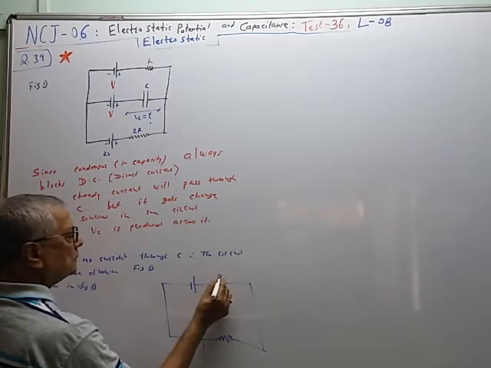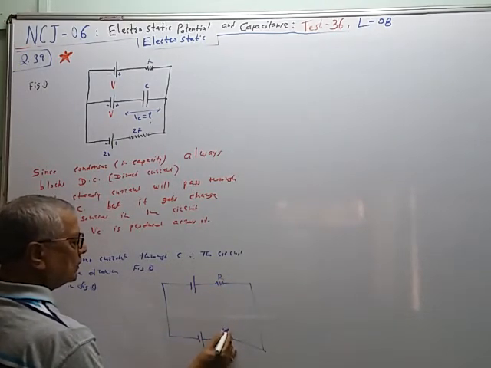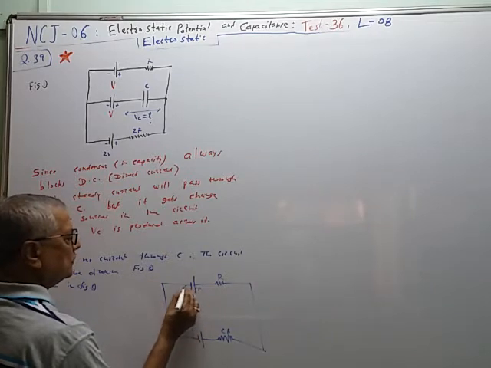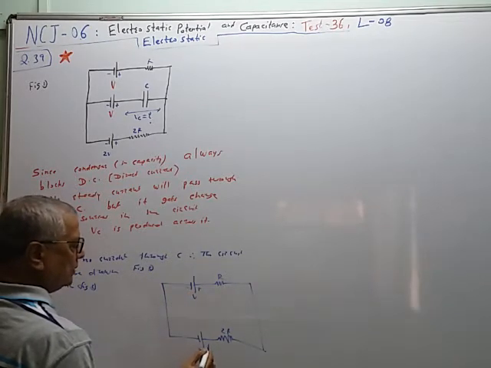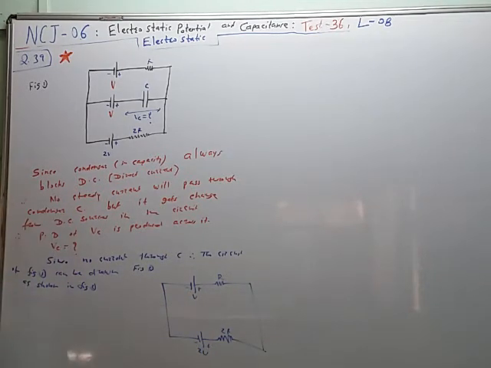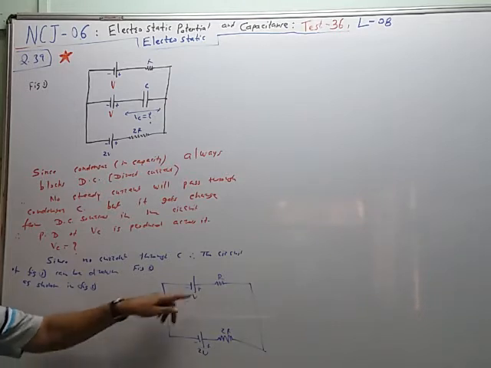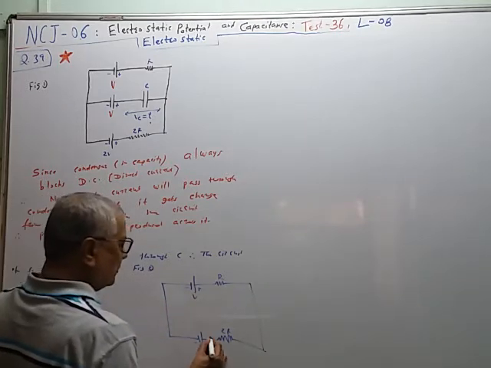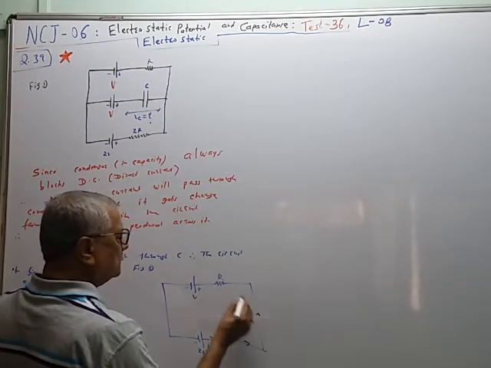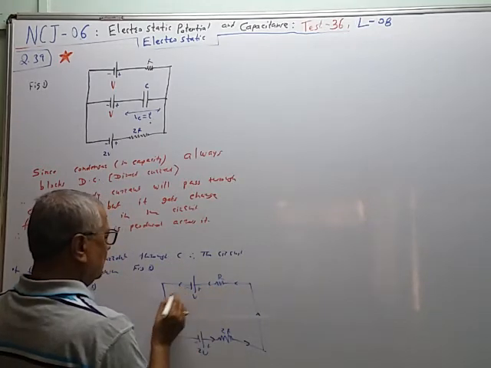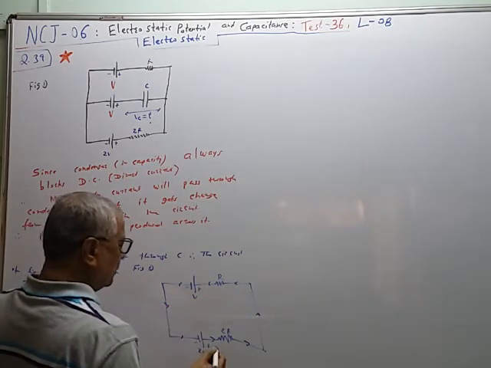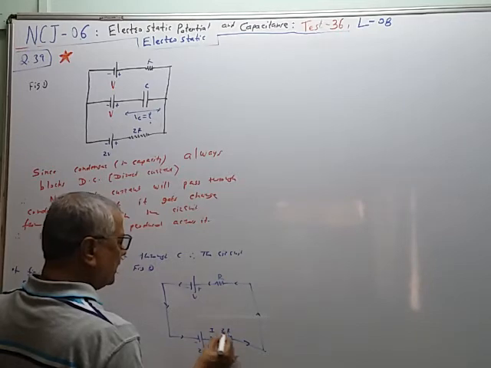This is R, this is 2R, this is V, this is 2 times V. Current flows through this branch. Now this potential, this EMF, is more than this, and therefore the current will flow in this direction. The current flows from higher potential to lower potential. So this current will be denoted by I.